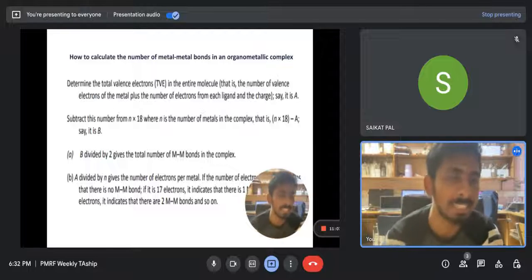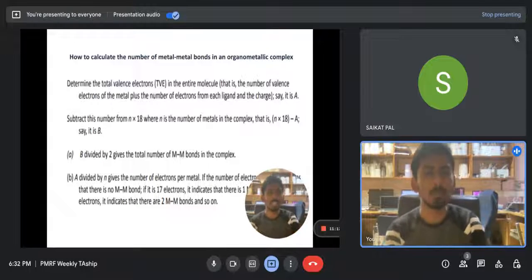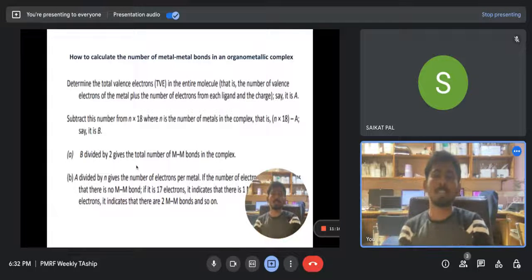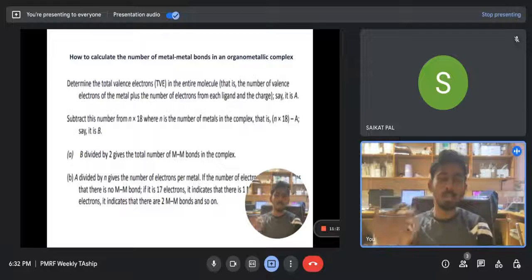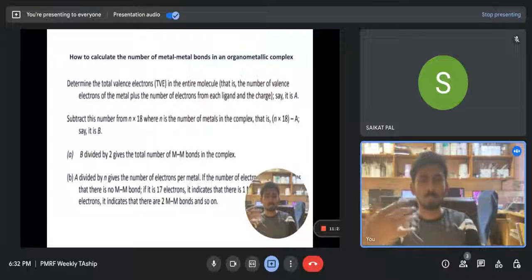So that is 18N minus A. We will denote it as B. So B is 18N minus A. Now if we divide B by 2, then it will give us the total number of metal bonds in the complex. So after reaching B, we'll have to divide B by 2. That will denote the total number of metal bonds in the complex.